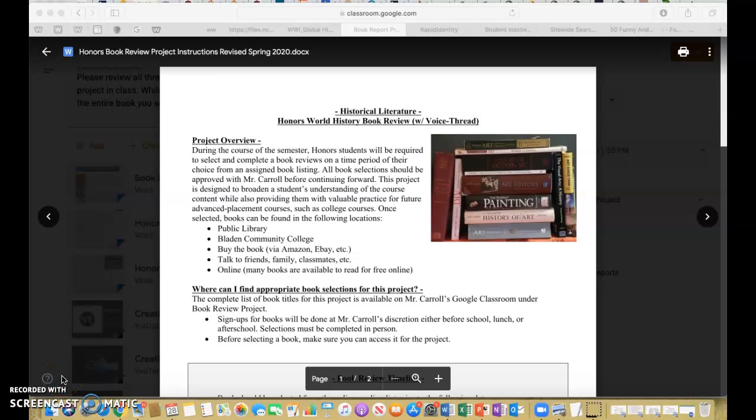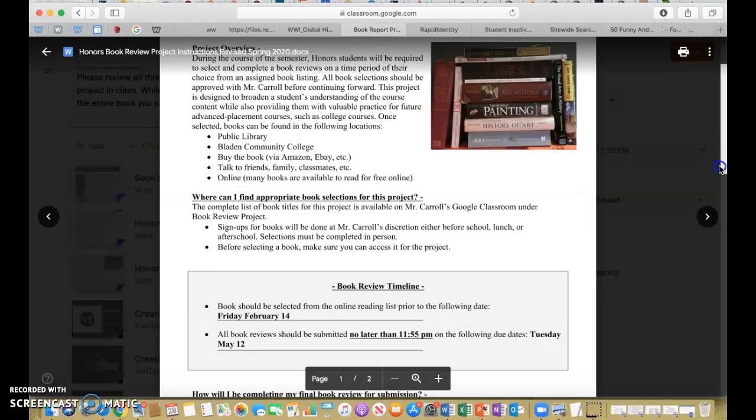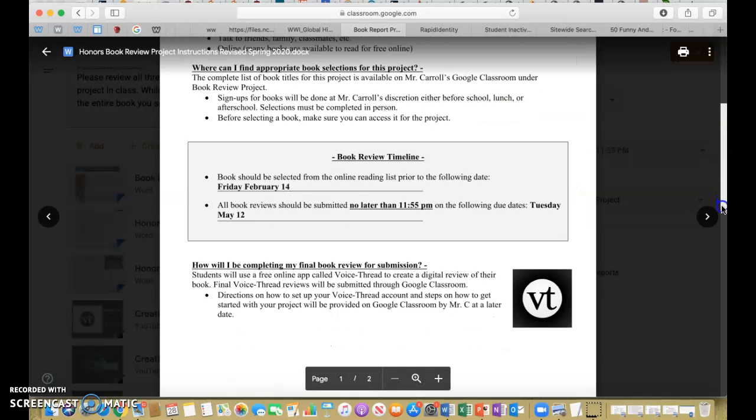I wanted to give you some further guidelines as it relates to your book review project that is upcoming. At the beginning of the semester, you had the opportunity to select a book review on a particular book that you found interesting. Your responsibility was to find that book, to read it, and now we're moving to the presentation part of the project.